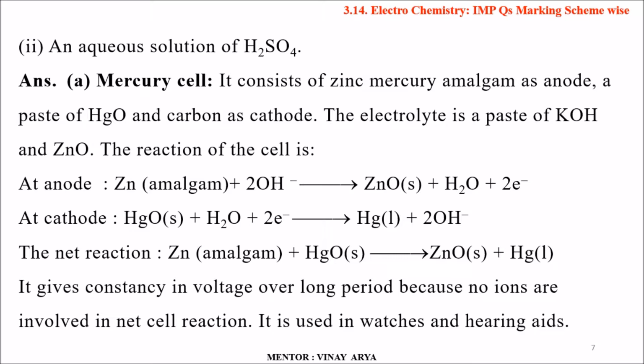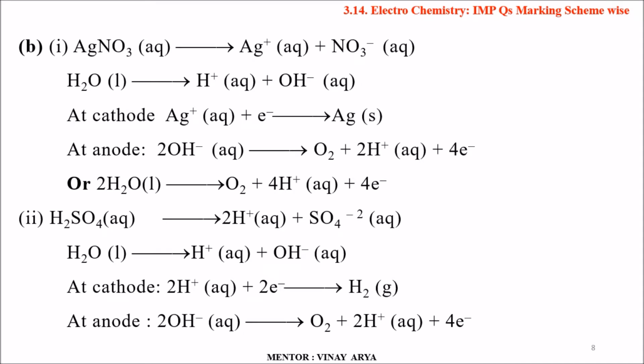It gives constancy in voltage over a longer period because no ions are involved in the net cell reaction. It is used in watches and hearing aids. Second part, AgNO3 dissociates into Ag positive and NO3 negative. Water dissociates as H positive and OH negative. At cathode, Ag positive plus electron will form Ag, which will be deposited over cathode. And at anode, 2OH negative gives O2 plus H positive plus 4 electrons, or rather we can say 2H2O gives O2 plus 4H positive plus 4 electrons.